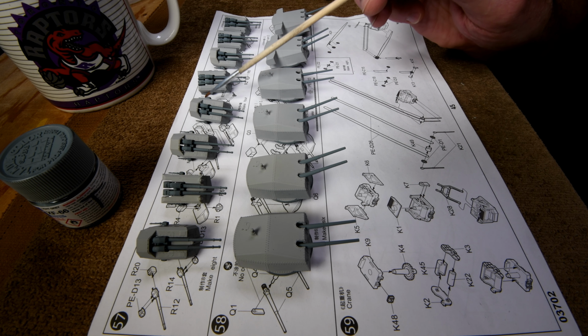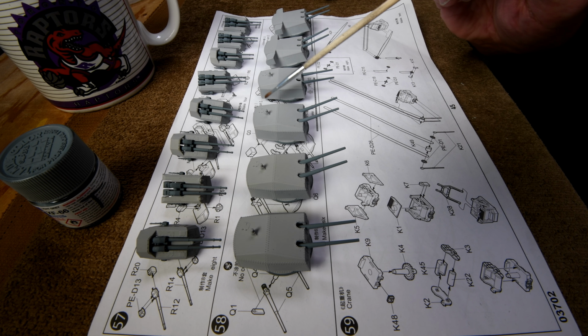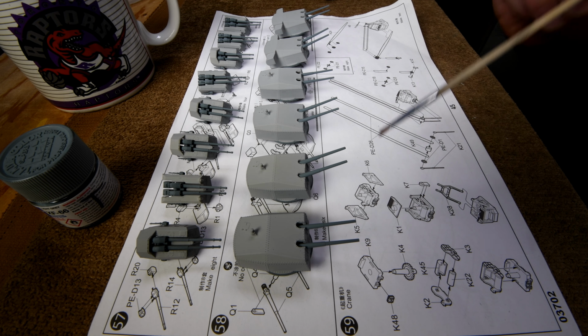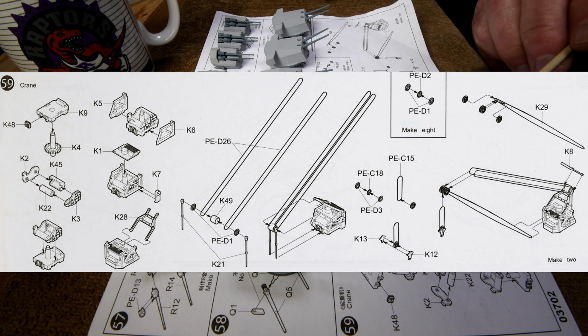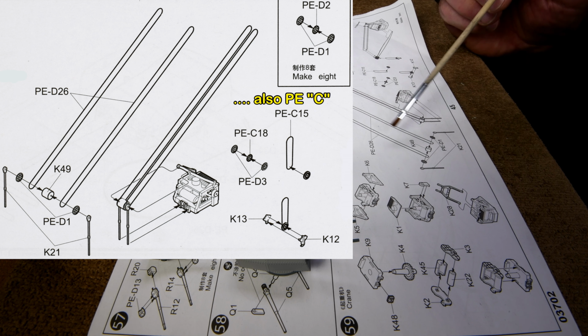So all our 805 millimeter guns are done. The 650 millimeter guns are done. We can officially start step 59. And we have to make two cranes. And it looks like everything is either on the K sprue or the D photo etch sheet.